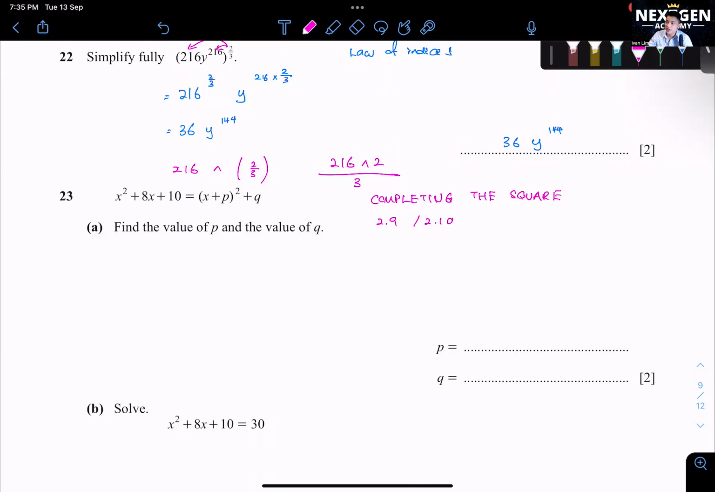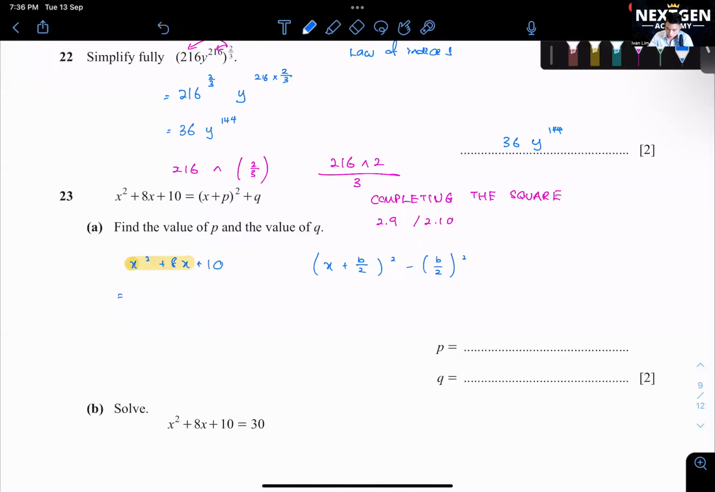Okay, so completing the square. How to do it? You take the left hand side, x squared plus 8x plus 10. The formula is x plus b over 2 squared minus b over 2 squared. You only look at the a and b values first. You don't care about the c value. The c value, later only you add it.